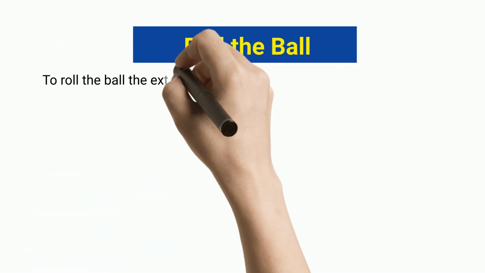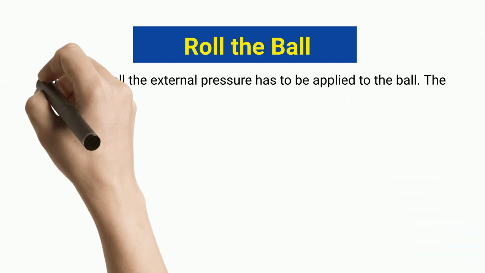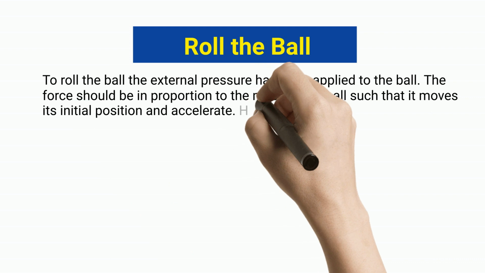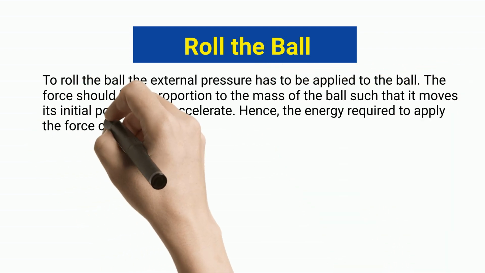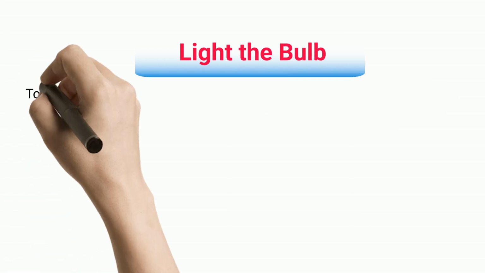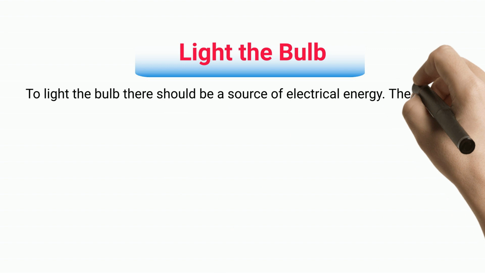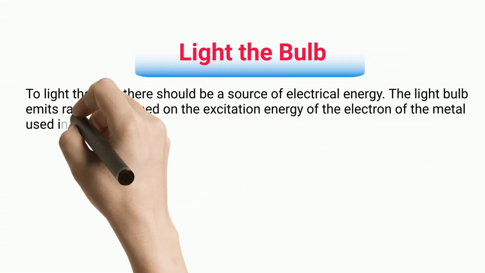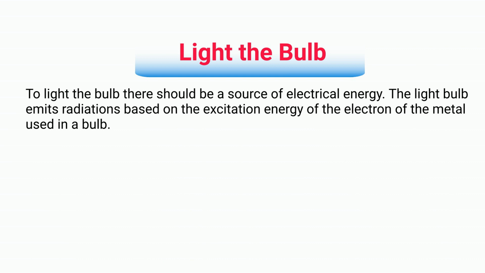Roll the ball. To roll the ball, the external pressure has to be applied to the ball. The force should be in proportion to the mass of the ball such that it moves from its initial position and accelerates. Hence, the energy required to apply the force corresponding to its mass is the activation energy. Light the bulb. To light the bulb, there should be a source of electrical energy. The light bulb emits radiation based on the excitation energy of the electron of the metal used in a bulb.